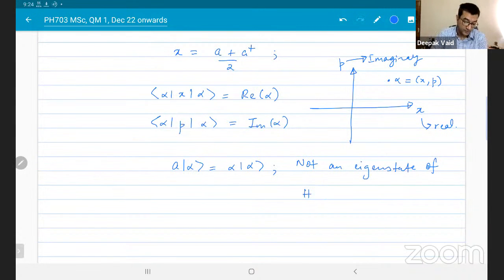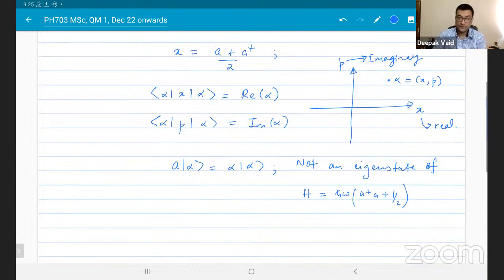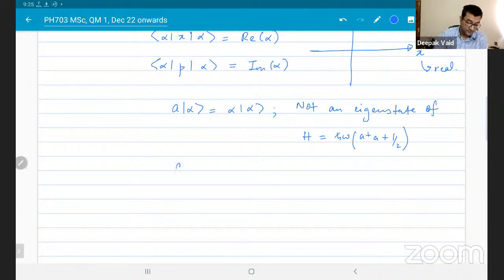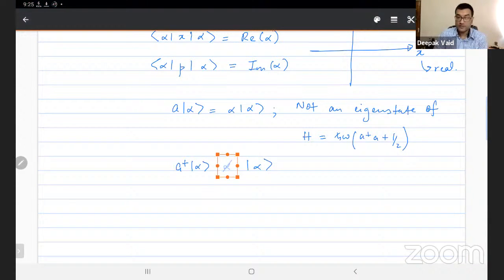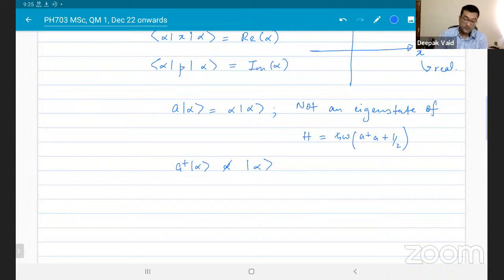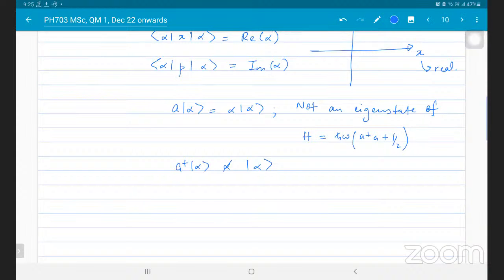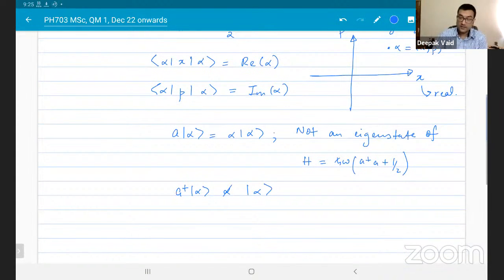And what is the Hamiltonian? ħω into (a dagger a plus 1/2). So it's not an eigenstate of a dagger a, it's not proportional to alpha. So there is no reason for this to be 0.